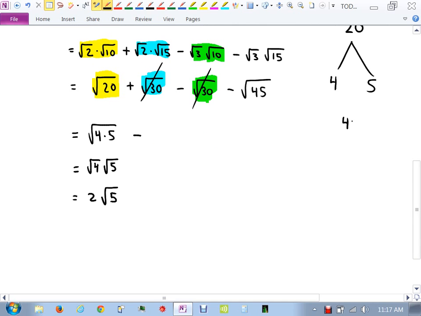Now let me go break my 45 down. 45 is what times what? 9 and 5, right? That's a good number to pick, 9, because it's a perfect square. So this breaks down to be 9 times 5. Minus, so square root of 9 times square root of 5, which is 3 root 5, right?